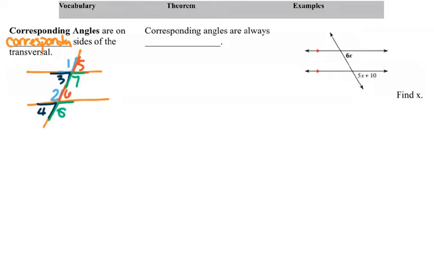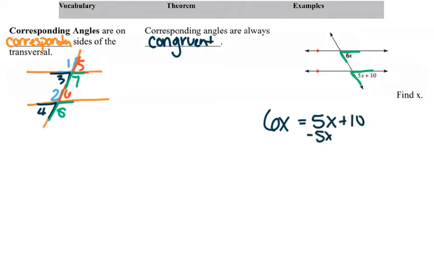So the thing you need to know about corresponding angles, they are always congruent. Alright, so if you look at the example, you have this angle and this angle. Notice they're the exact same angle, just shifted down, so those are corresponding, which means that they're congruent or equal to each other. So if I wanted to find x, I would move 5x over. x equals 10.